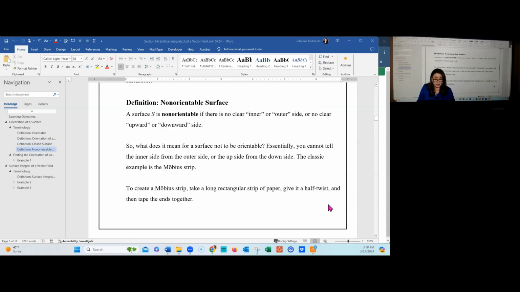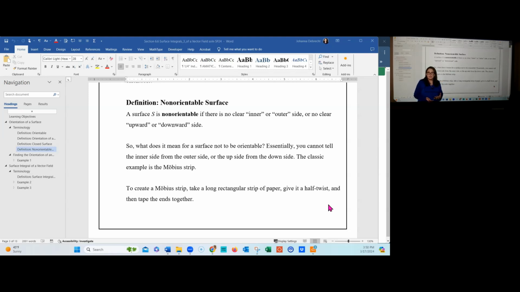Let's talk about a non-orientable surface now. A non-orientable surface is one for which there is no clear inner or outer side, or up or down side. So what does that mean? Essentially, you can't tell the difference between the inside and the outside, or the top and the bottom side.